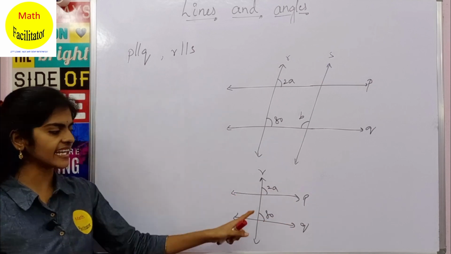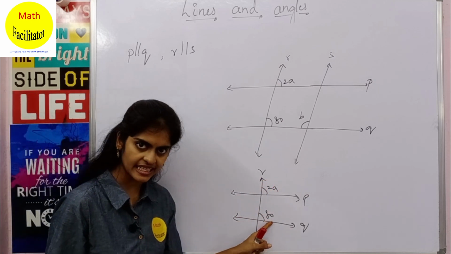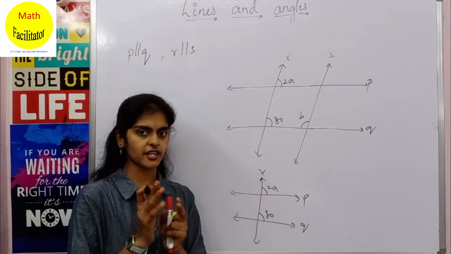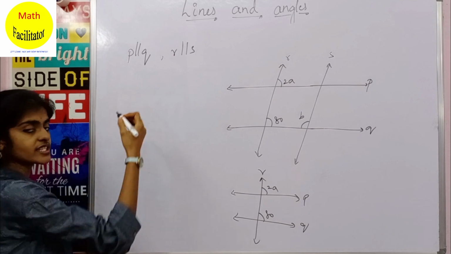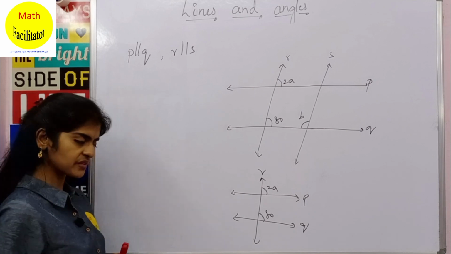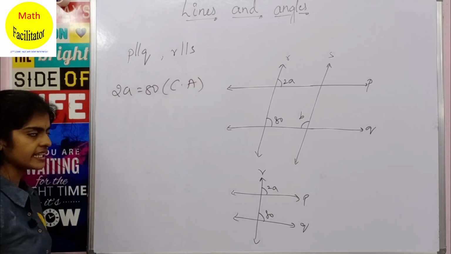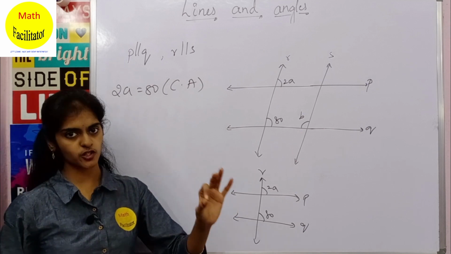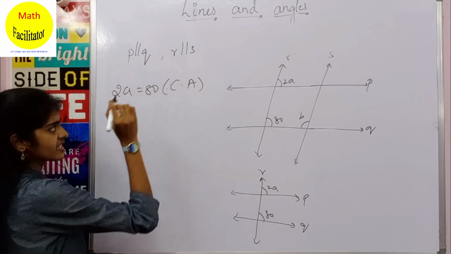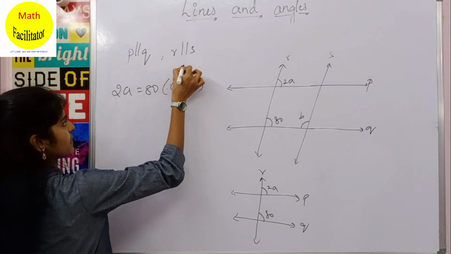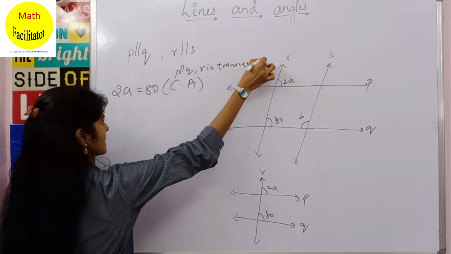Now how are 2A and 80? They are corresponding angles. One angle is exterior, one angle is interior, and both angles are on the same side of the transversal. So these are corresponding angles. So you can say corresponding angles are equal using what? Using the corresponding angles axiom. Yes. So 2A is equal to 80. Why? Because they are corresponding angles. Clear? Always in all these chapters in geometry, mentioning the reason is very important. So you will write: since the two angles are corresponding angles. Why? Because P is parallel to Q and R is transversal. You will write the reason very clearly.